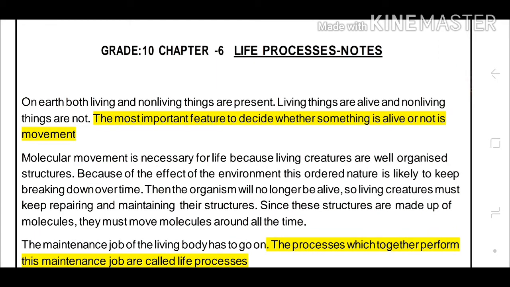So today in this video I'll be discussing with you part 1 life processes notes. So this is class 10 life processes notes. So let's start.